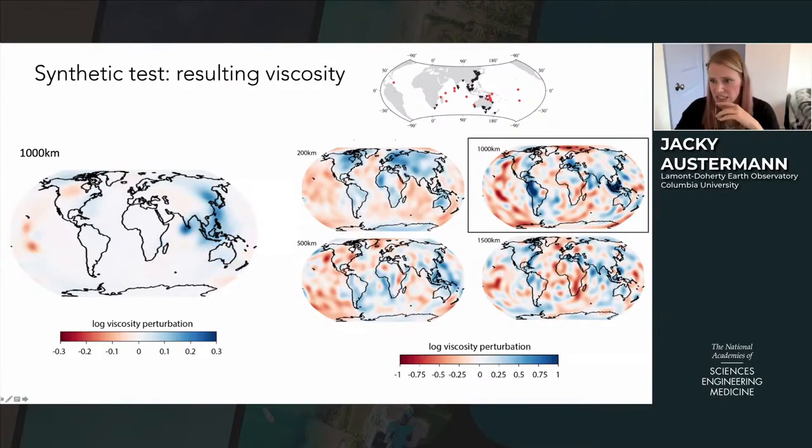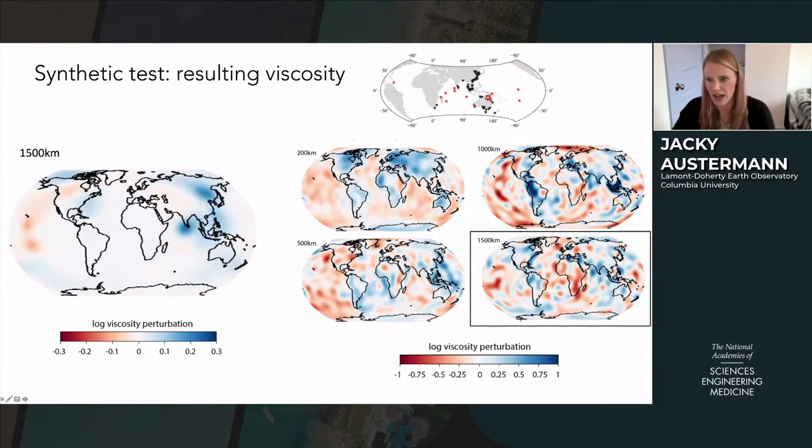But if we go a little bit deeper, we're seeing some bleeding between the depth slices, where it's starting to pick up this high viscosity here. Again, we continue to see these features. And one slice deeper, we see some of this variability in the Pacific. So I would argue that we're actually matching and are able to map some of the first order features in the viscosity structure.